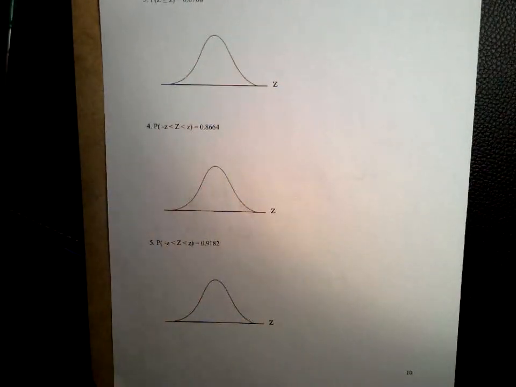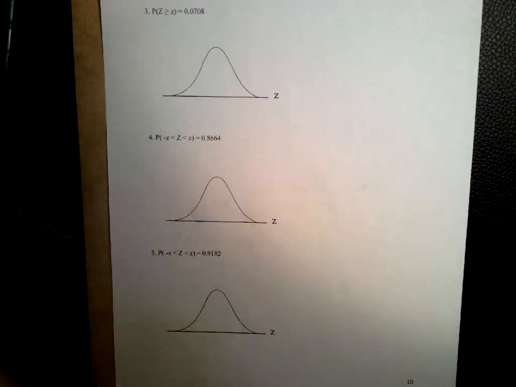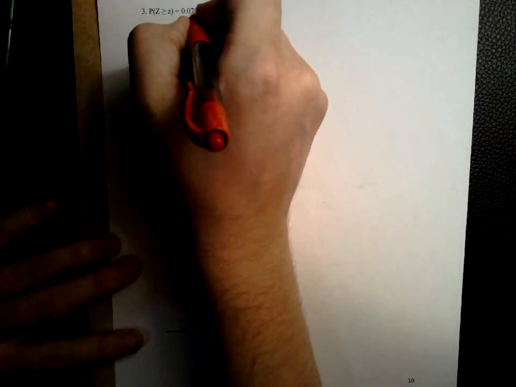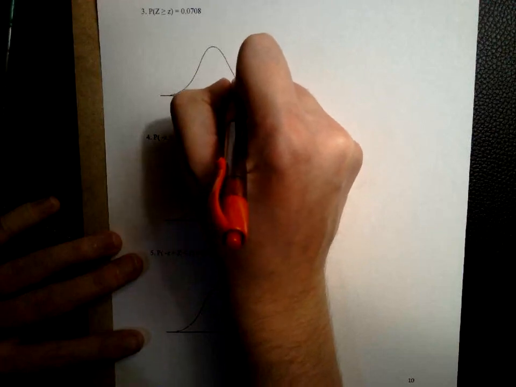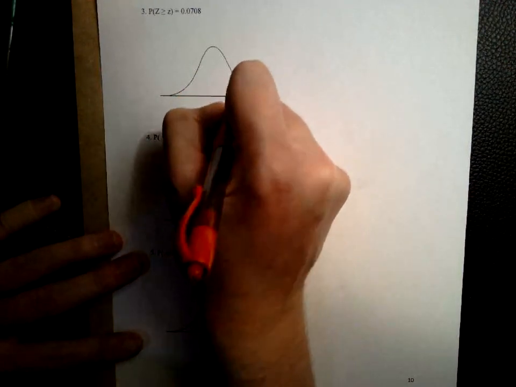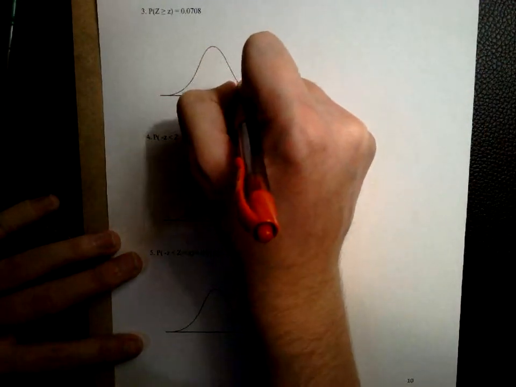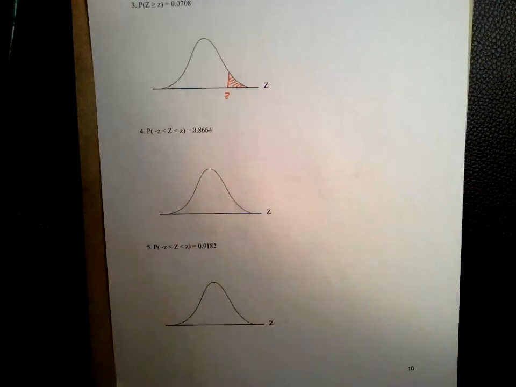So let's look at another example of this. Find a z-score such that the probability of z being greater than or equal to it is equal to 0.0708. Again, since this probability is so small and we're interested in the area to the right, it must be up here somewhere. So here is our unknown z-score, and the area to the right of it is 0.0708.